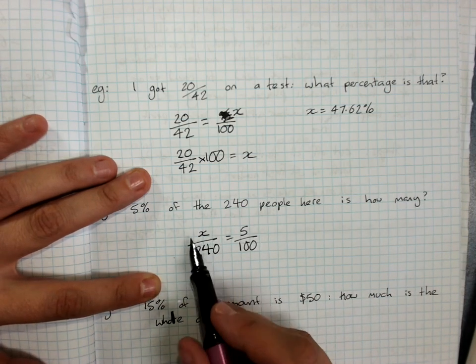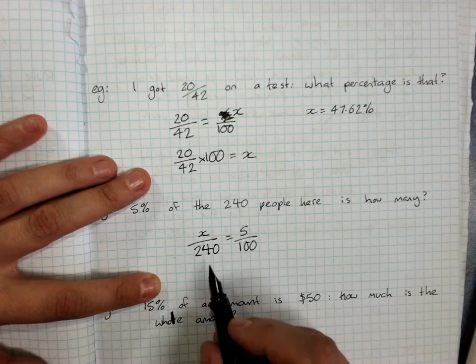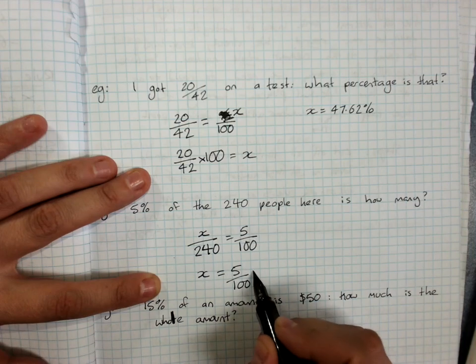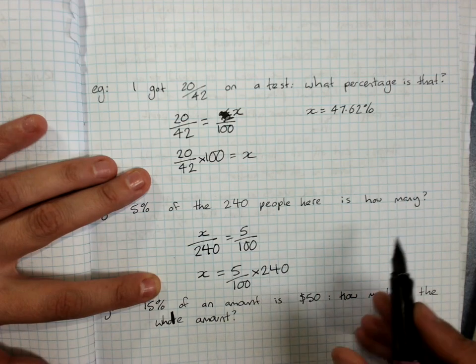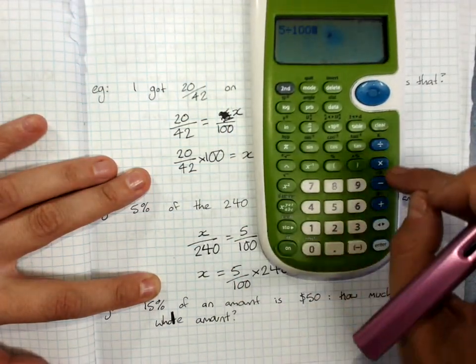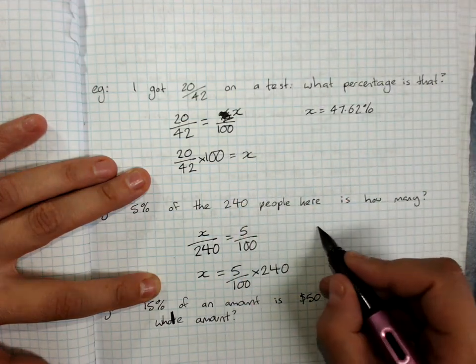I want x on its own. I need to get rid of this divide by 240. I times by 240 on both sides. X is 5 divided by 100 times 240. 12 people.